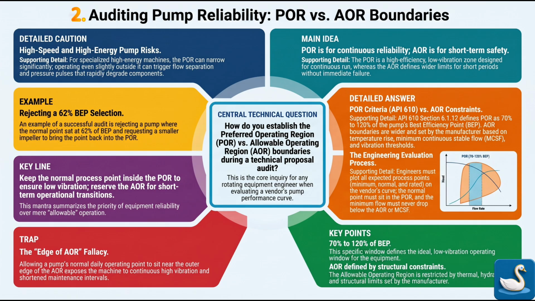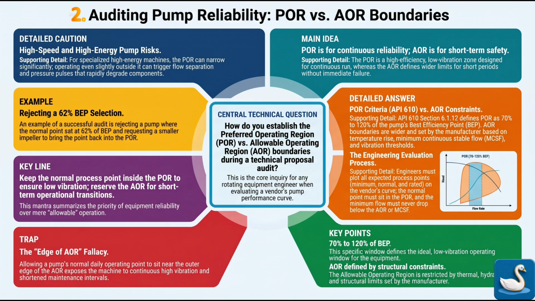Walk me through the actual fluid dynamics. What is physically occurring inside the casing that makes this specific 70 to 120% window the preferred region? Well, within that specific volumetric window, the velocity and trajectory of the fluid flow perfectly match the physical angles of the impeller blades. Okay. Because the fluid is striking the blades at the intended aerodynamic angle, internal turbulence and flow separation are minimized. This aerodynamic harmony keeps vibration levels extremely low.